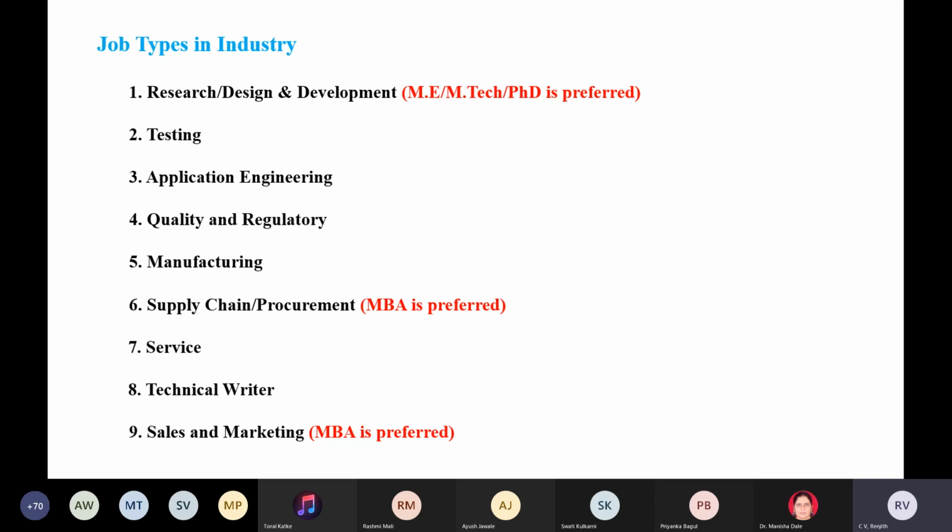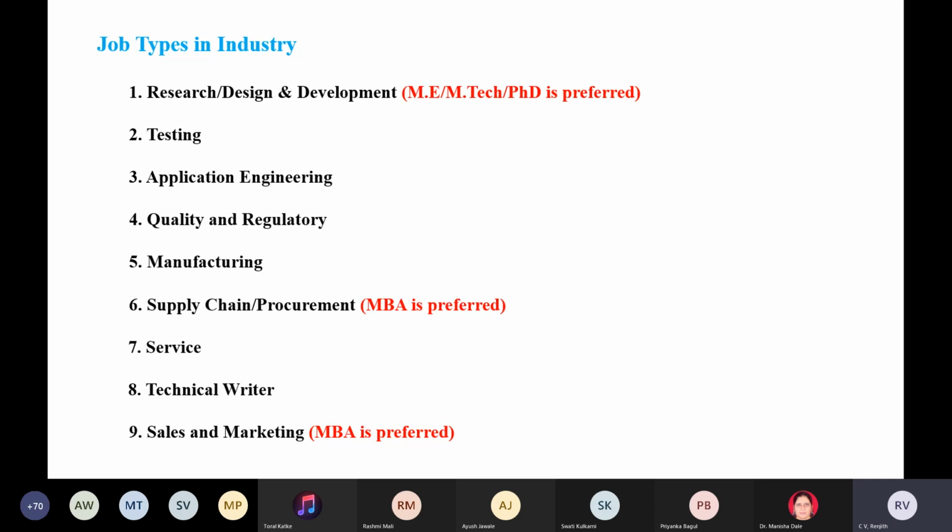These are the different types of jobs in industry, and these are not offered at the time of campus interview. These are not decided at that time. It will be decided only after you join the company. If you don't have the right skill set, you won't get a job in R&D as a design engineer, or if you don't have a good skill set, you cannot survive in R&D.